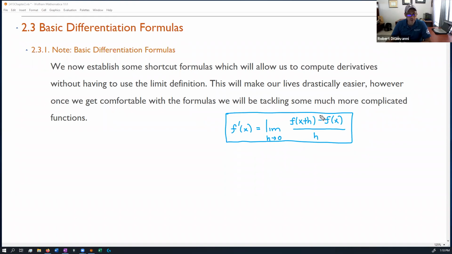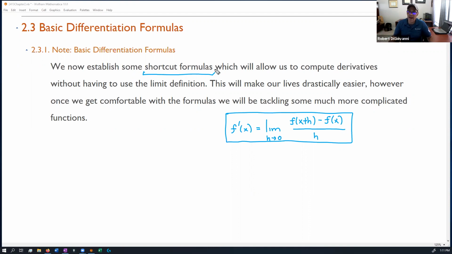We're going to have some shortcut formulas, and I told you these were coming. Today we start with them. These shortcut formulas are going to make our lives so much easier. But as I promised, once we get the formulas, then we get harder functions. So be careful what you wish for, because you might just get it. We're getting the formulas, but now things are going to get tougher.